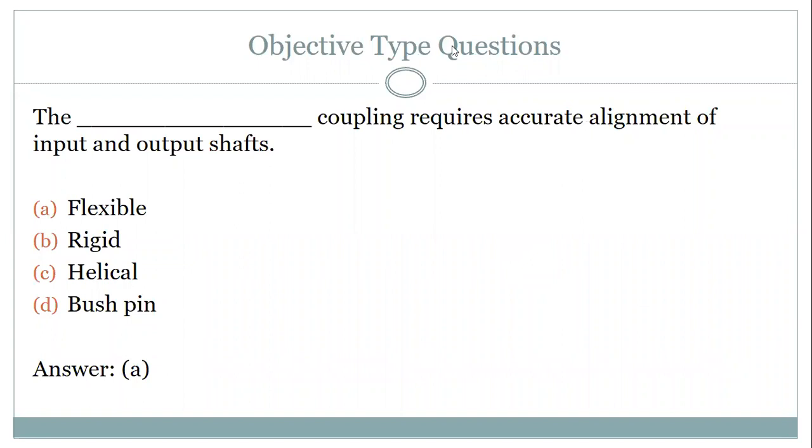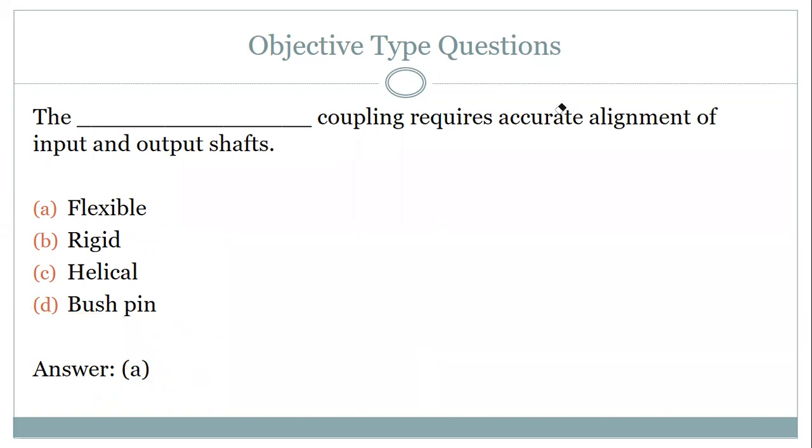The dash coupling requires accurate alignment. See, guys, rigid couplings, right? They require accurate alignment of input and the output shafts. So here the answer should be B.